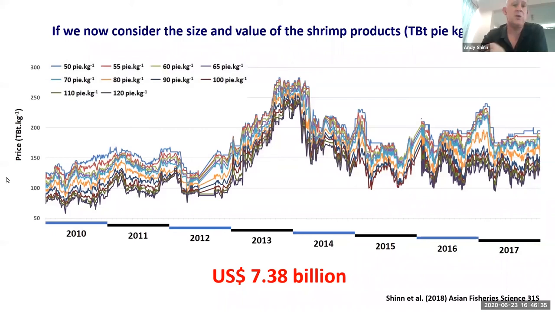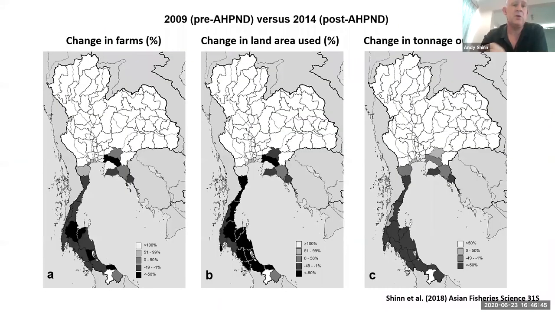the percentage change in farms both before and after the AHPND outbreak. The blacker the color, the more serious the impact in that particular region. The second map shows you the change in land being used to grow shrimp. And of course, the third map shows you the change in tonnage. I had to change the colors here, otherwise it would all be black, just because they lost 400,000 tons in a very short period.